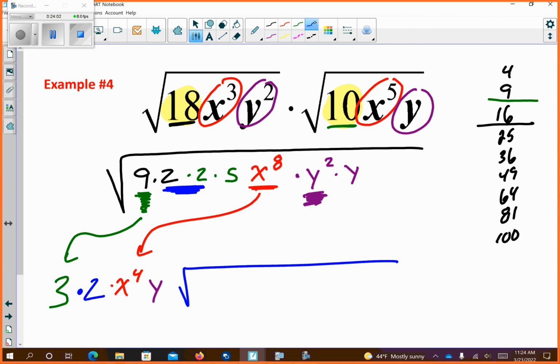It is. All right, my friends, I have 3, 2, x to the 4th, and y that all came outside. We'll have to clean that up in a minute. What do I have underneath that didn't come out? What didn't come out? Y. Anything else? 5. So 5y. So the 5y got stuck. So now let's clean it up. The only math I have to do here is I got 6, x to the 4th, y, root 5y.